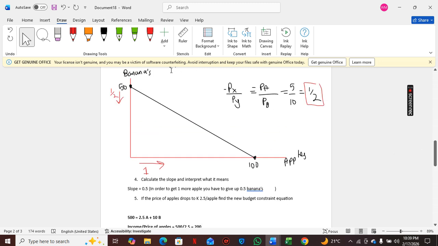So if we come to our budget constraint equation, this is 200 here. The bananas still remain at 50. But now the apples double. You can now buy 200 apples. Any questions?